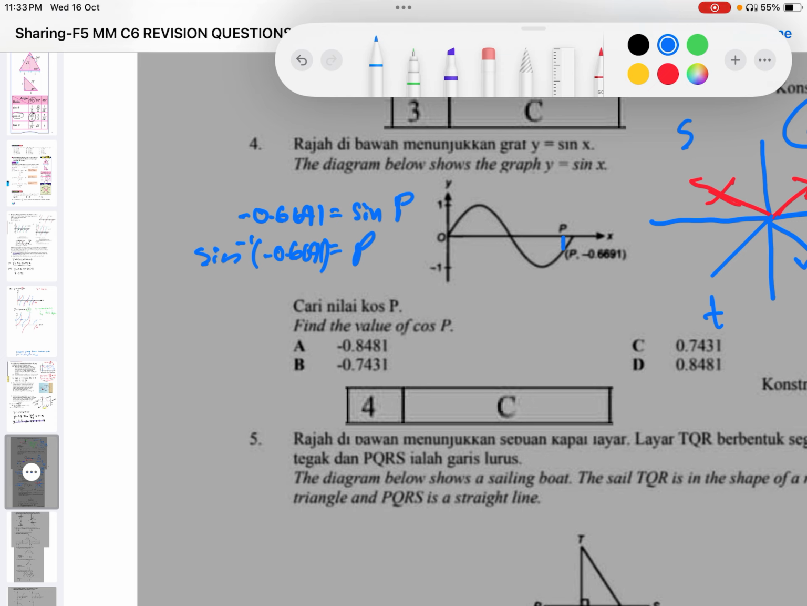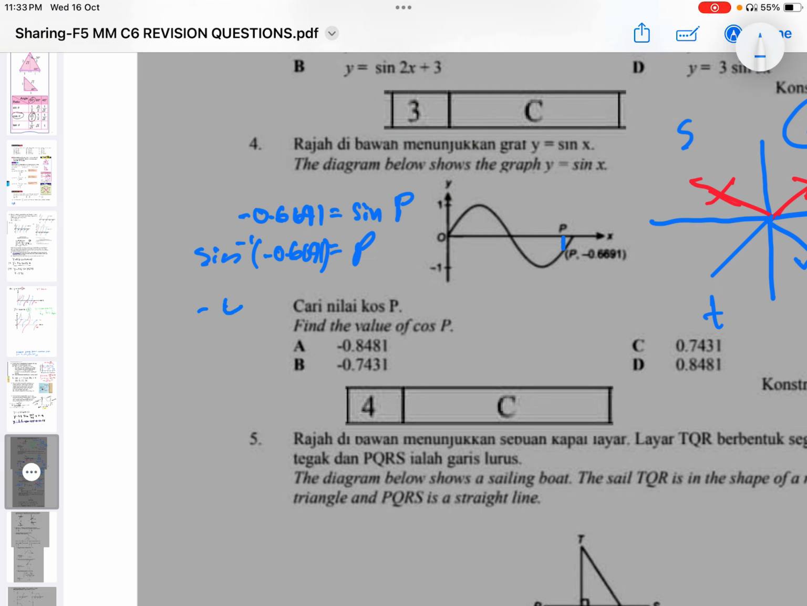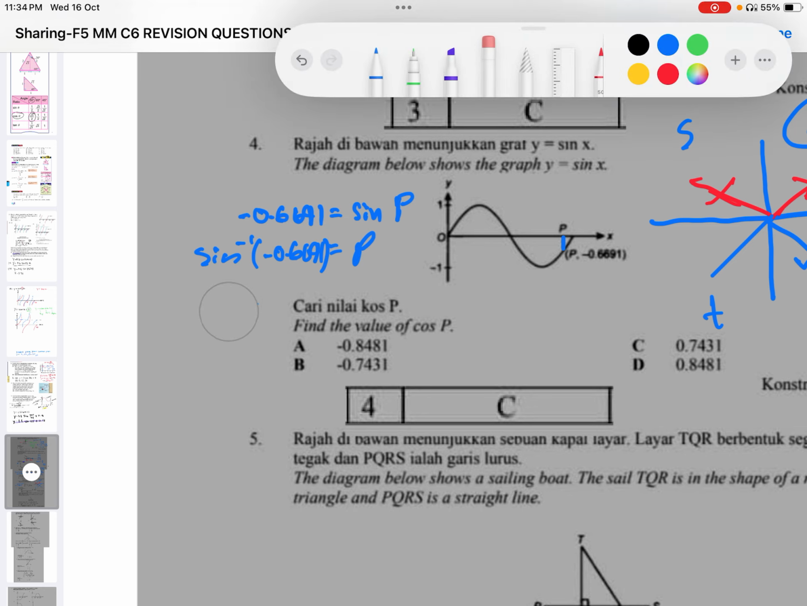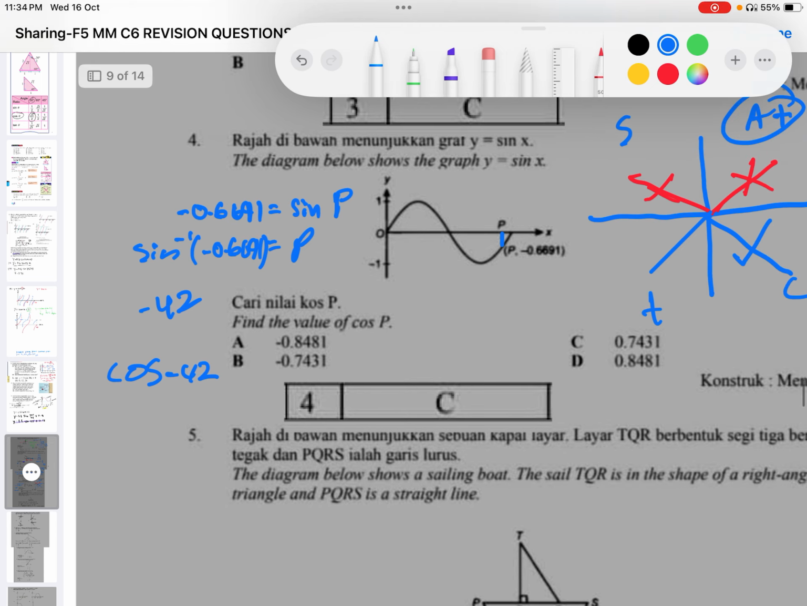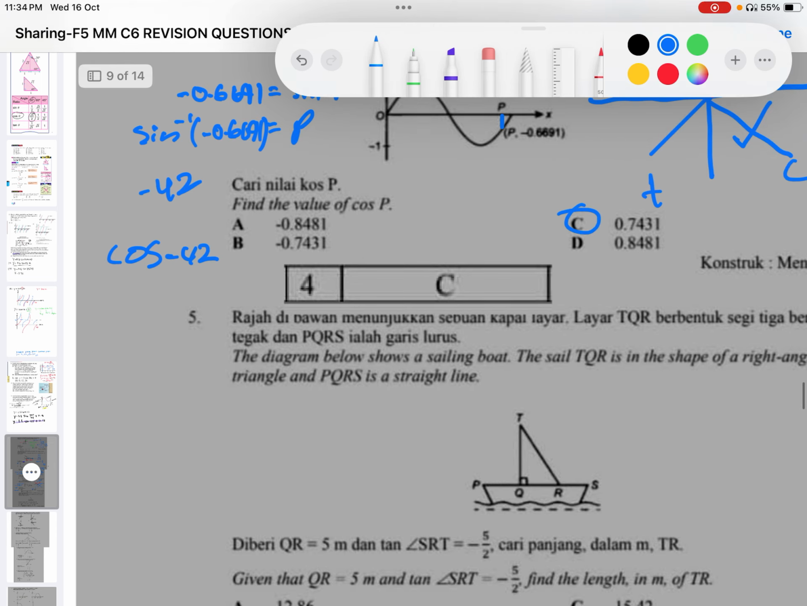Negative 0.6691. Okay, we'll get negative 41 point, negative 42. Just put negative 42. So next, cos negative 42. So just tekan calculator juga. Cos negative 42 akan dapat 0.7431. Okay.